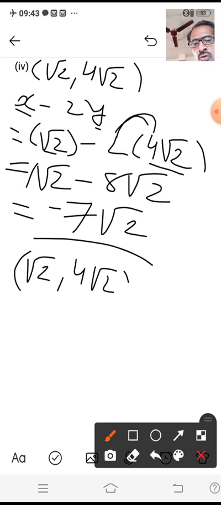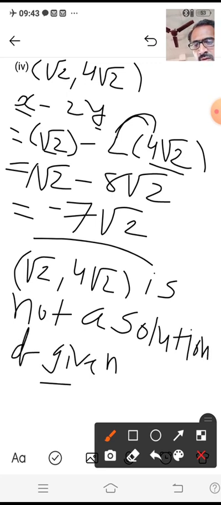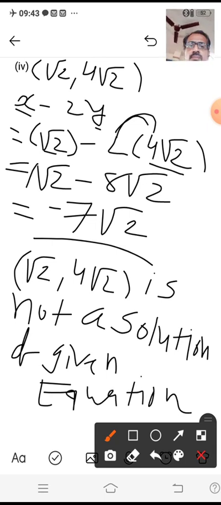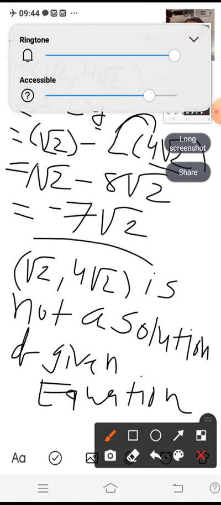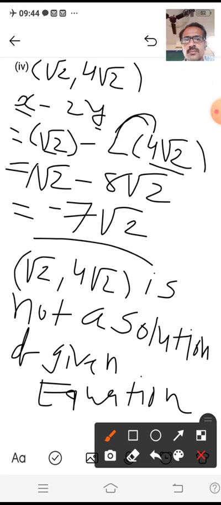Root 2 and 4 root 2 is not a solution of the given equation. Okay, go through it. Clear?